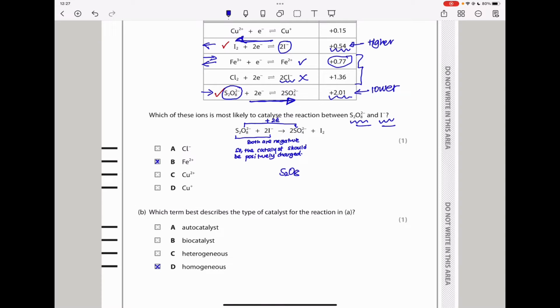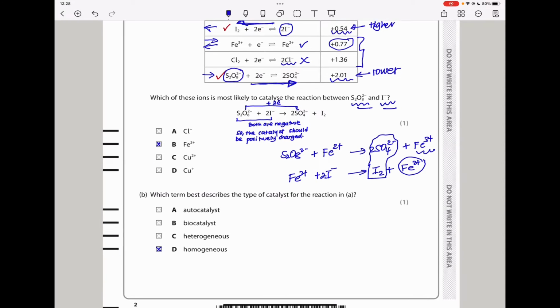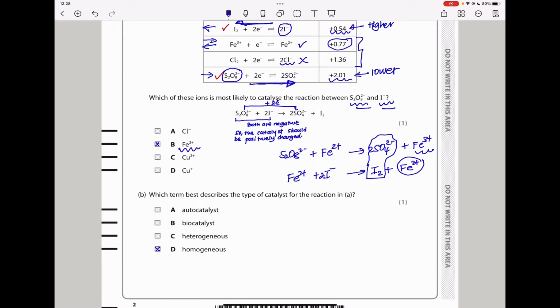Peroxydisulfate here will react with iron 2+, producing 2SO4 2- plus Fe 3+. This is the oxidized version of the catalyst. And then in the next step, the oxidized version of the catalyst will react with the second reactant, which is iodide, producing iodine plus the reformed catalyst, which is iron 2+. So in the end, we will have iron 2+. We will have our two products as intended. The catalyst will be unchanged. So the only possible answer here is iron 2+.